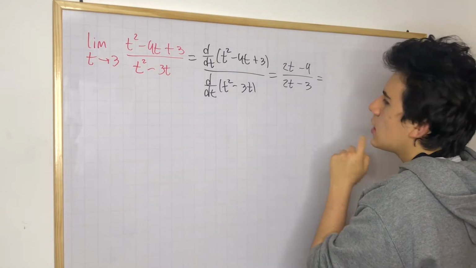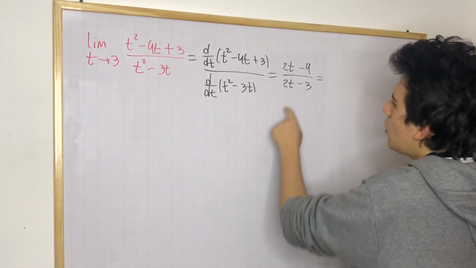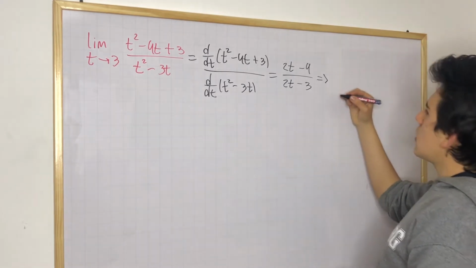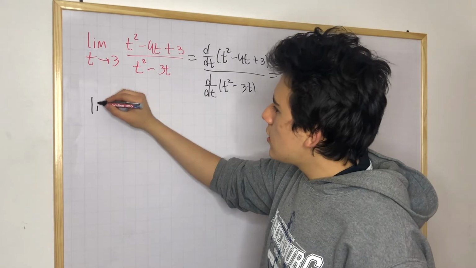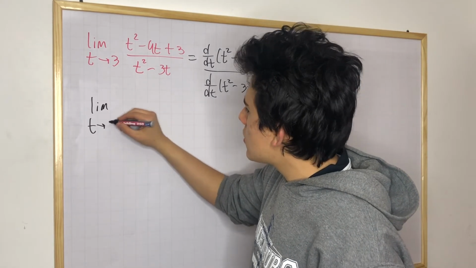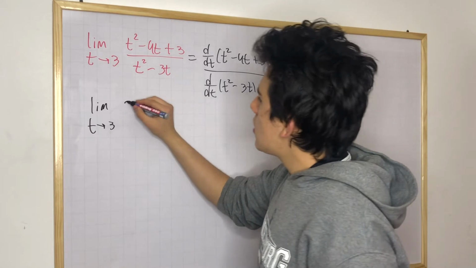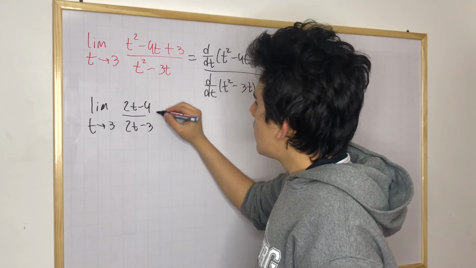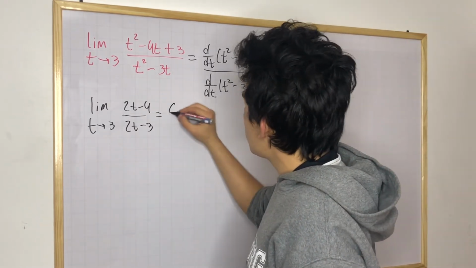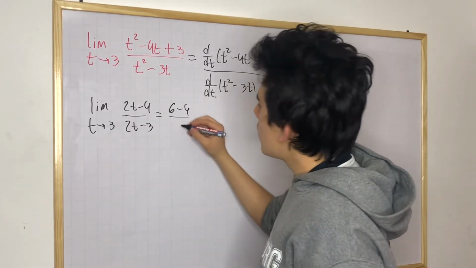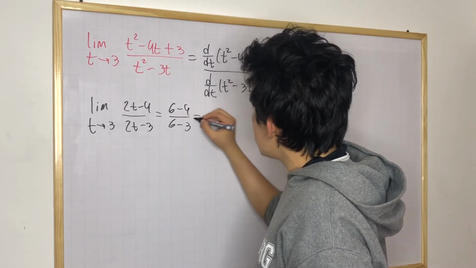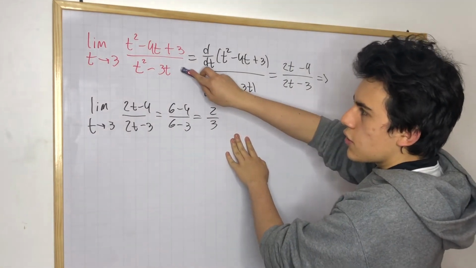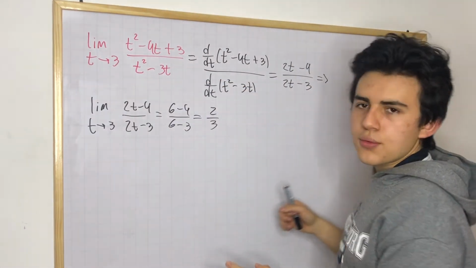And now what can we do in this case? Well, now we can plug in 3, so we're not gonna get a denominator of 0. So we're going to say this is the limit as t approaches 3 for the function 2t minus 4 over 2t minus 3. And now you can just simply plug in 3. So you're going to have 6 minus 4 over 6 minus 3. And this is just going to be 2 over 3. And this is the limit for this function right there. And we did it using L'Hopital's rule, okay?